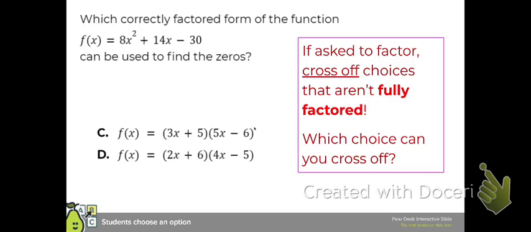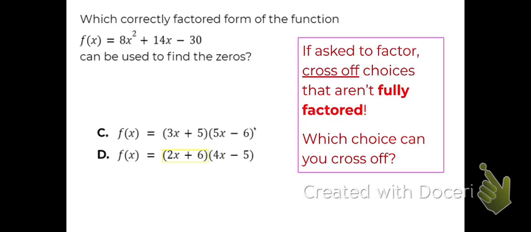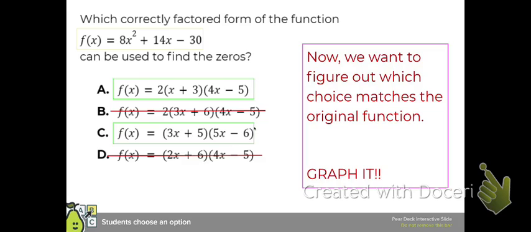How about these? Which one is not fully factored? D. 2x plus 6 is not fully factored because I can divide them both by 2. And so the answer must not be D because that choice is not fully factored. So if you eliminate those two choices, we're just left with 2 answers that could be right. It could be A or C.